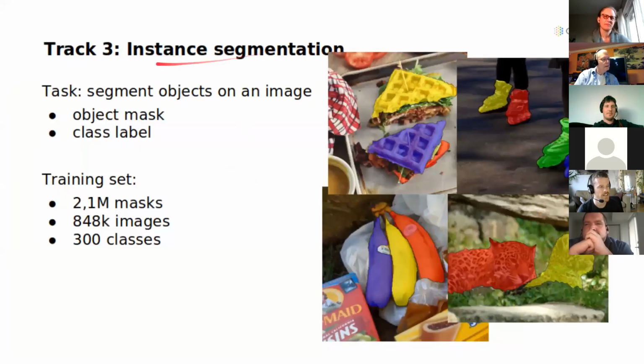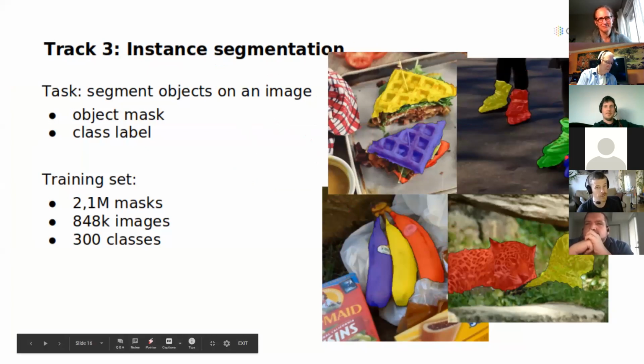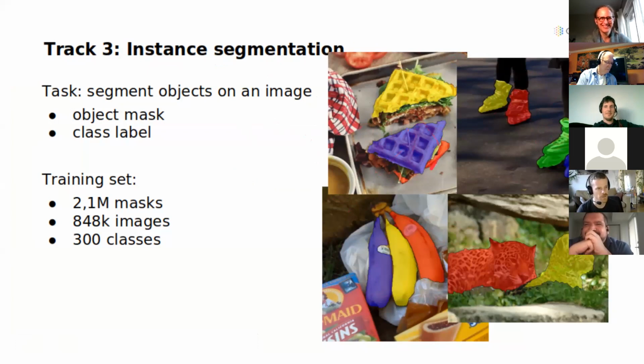And so then here, this is the instance segmentation task. Here are some more photos of, I don't know, rollerblades. They might be shoes, who knows, of sandwich or waffle, I guess, banana and jaguar. And for this competition, they split the data such that the training set was 848,000 images.